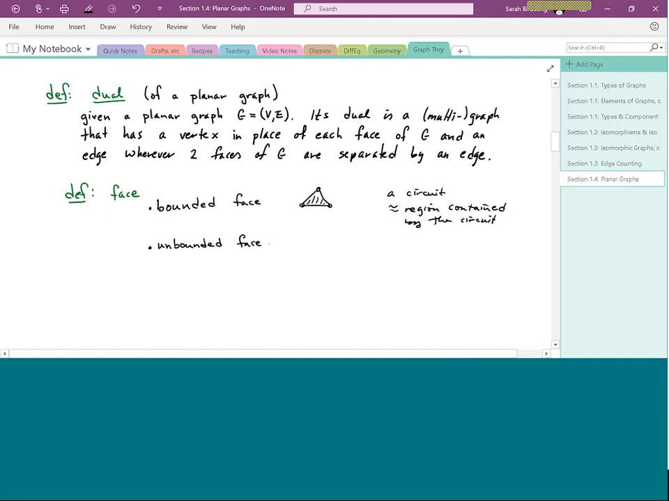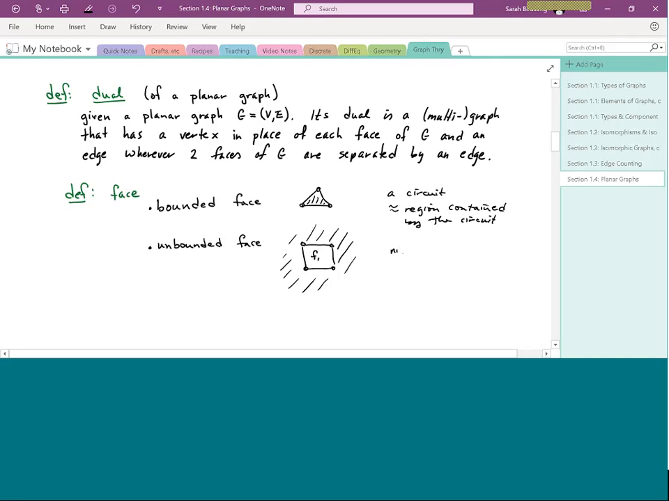An unbounded face looks like this. Again, you have a circuit, and maybe you have some face that's inside your circuit. So that would be the bounded face. The unbounded face is the part here outside of the circuit. There's exactly one unbounded face in your graph.